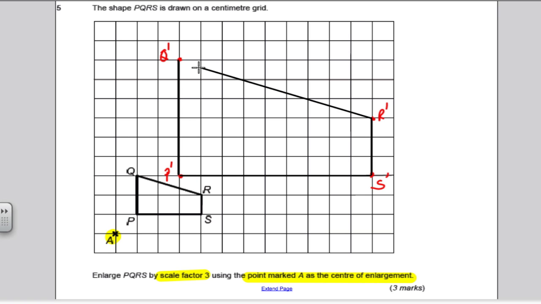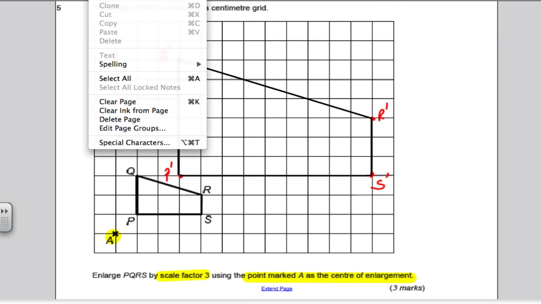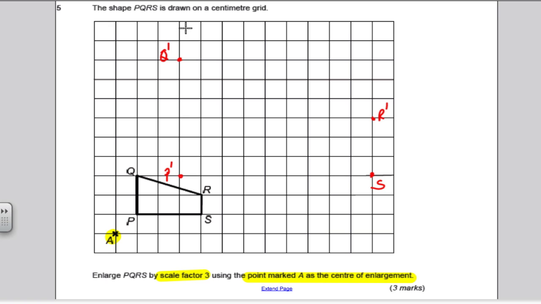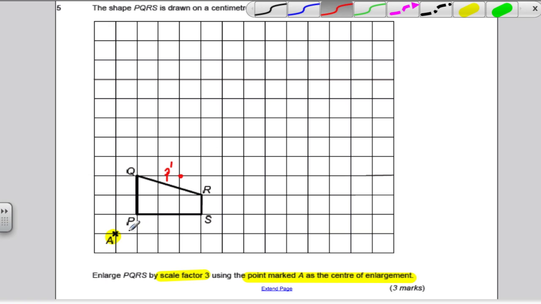And it should look something like that. Okay, that's one way of doing it. I'm just going to take these away for now. Probably an easier way in my eye is just to do like we did before. Do P. P is 1 away from A and 1 up, so it's going to be 3 away and 3 up. Now, from this point, you could draw in the shape.